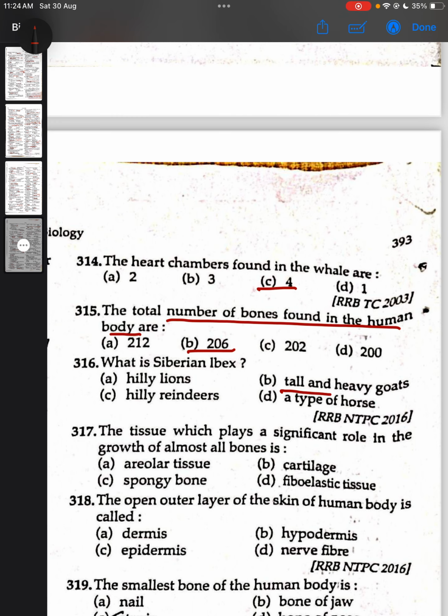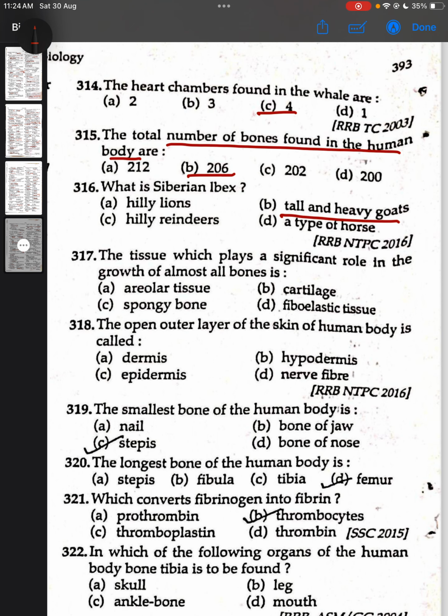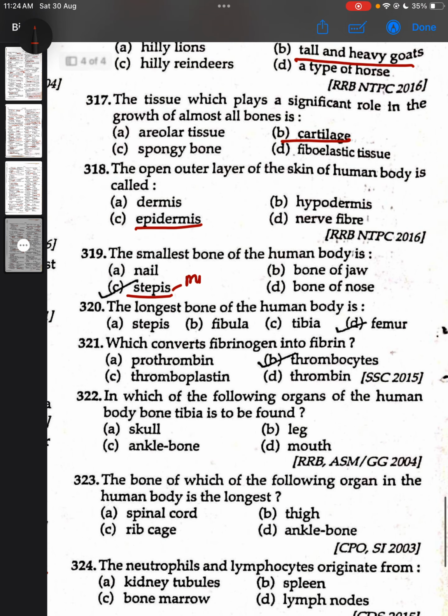What is the Siberian ibex? Siberian ibex are tall and heavy goats. The tissue which play a significant role in the growth of all the bone is cartilage. The open outer layer of skin of human body is called epidermis. The smallest bone of human body is stapes and they are present in the middle ear. The longest bone of human body is femur or thigh bone. What converts fibrinogen into fibrin? Thrombin.